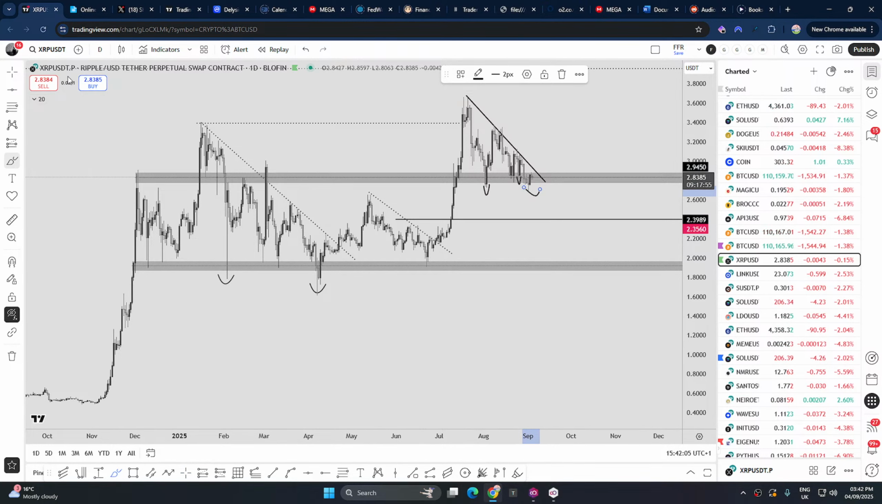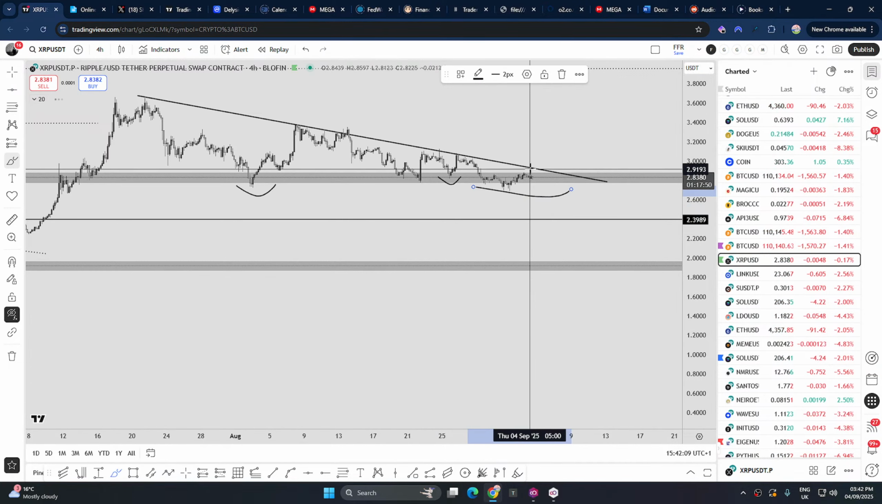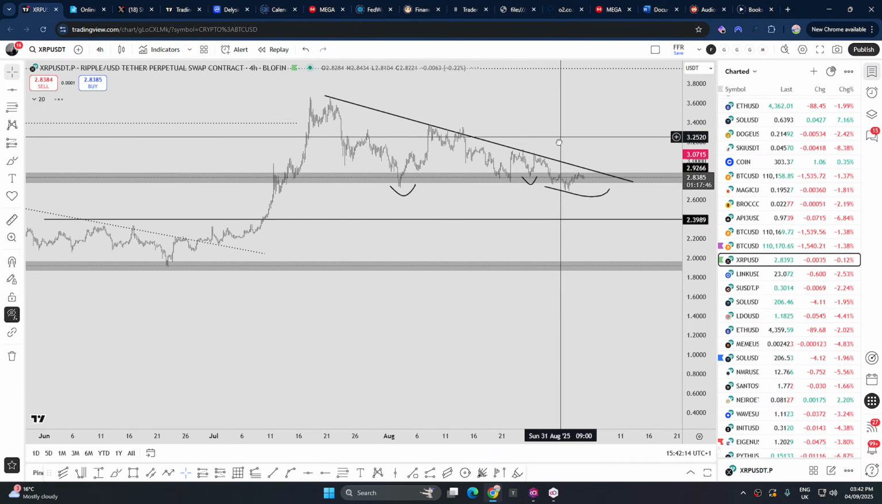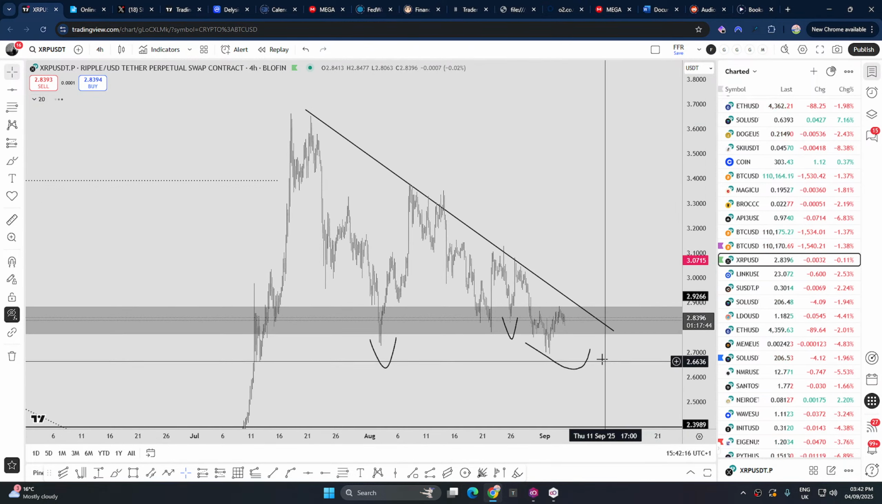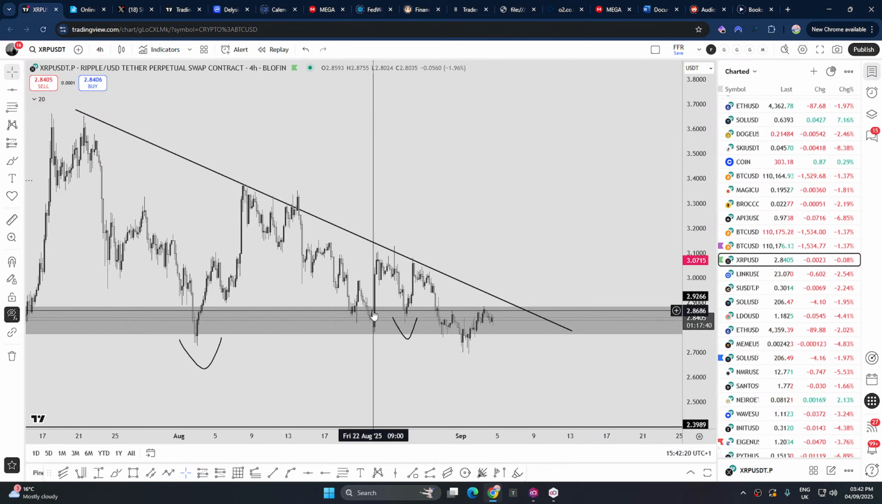If it turns out to be a deviation, and for this move to turn into a deviation, it has to give a daily candle close above this level at least. That is when the deviation will be confirmed. And that is when I will be interested in taking a long on XRP because of this descending trend line also. You see that this was a deviation retest.